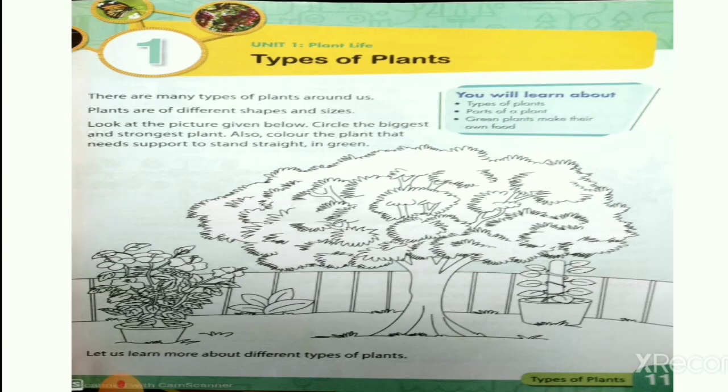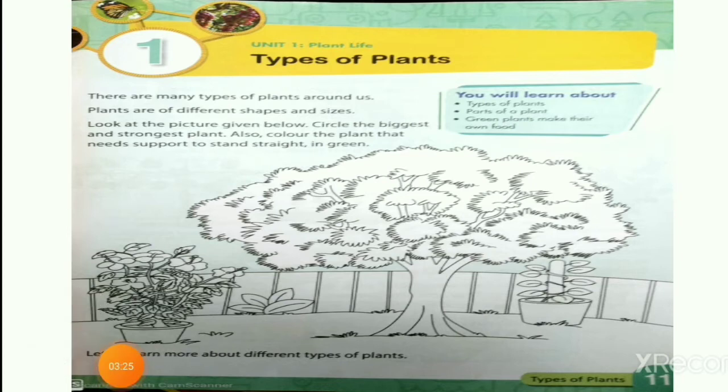Before that, we will read the first paragraph. There are many types of plants around us. Plants are of different shapes and sizes. Look at the picture given below. Circle the biggest and strongest plant. Also, color the plant that needs support to stand straight in green.